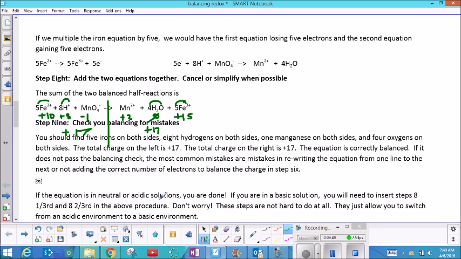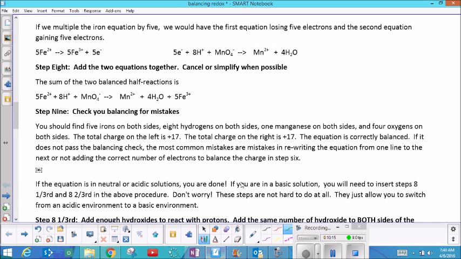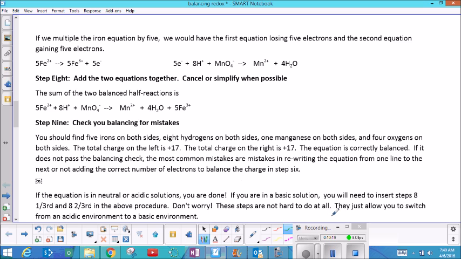If your reaction is in an acidic solution, which you see these 8 H pluses, that lets me know it's acidic. That's our indicator for an acid, is having hydrogen ions in the solution. So if you are doing it in acidic solution, you are now completed. If you are doing this in a basic solution, you will have to do 2 more steps.